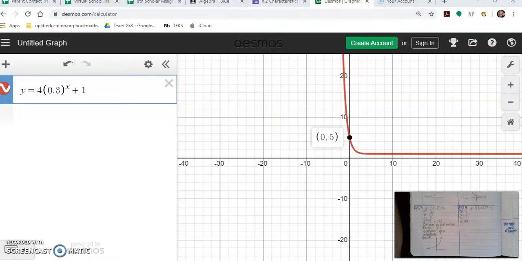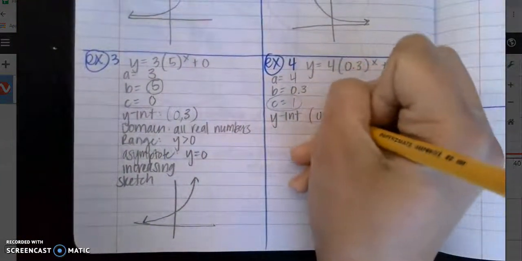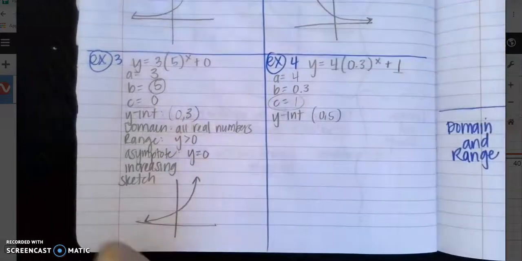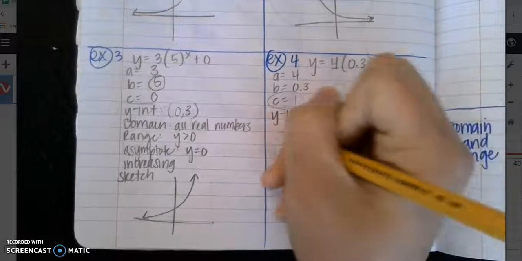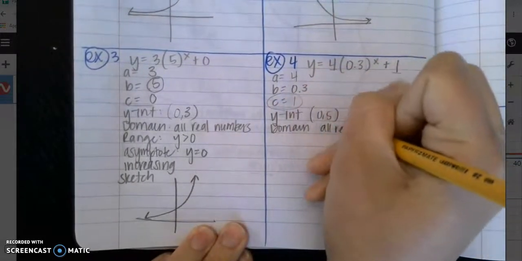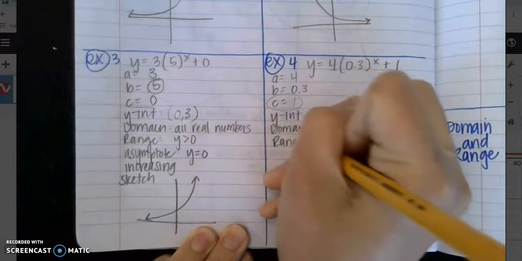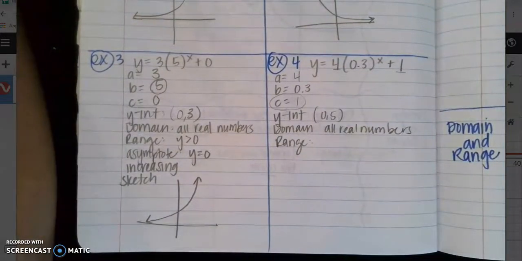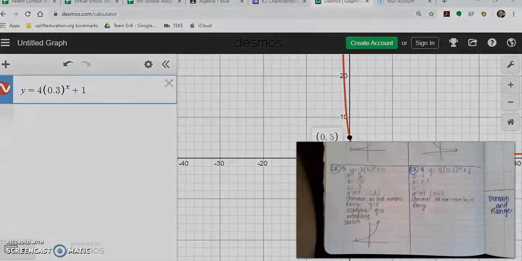Now a little trick is that my y-intercept is my A value plus my C value. That's just a little trick, and we're going to be working on a lot more of these spicy problems later. Okay, my domain is all real numbers. My range is going to depend on my asymptote. So let's look back on our graph. My asymptote is at y equals 1. So that means that my range values are going to be everything greater than 1.